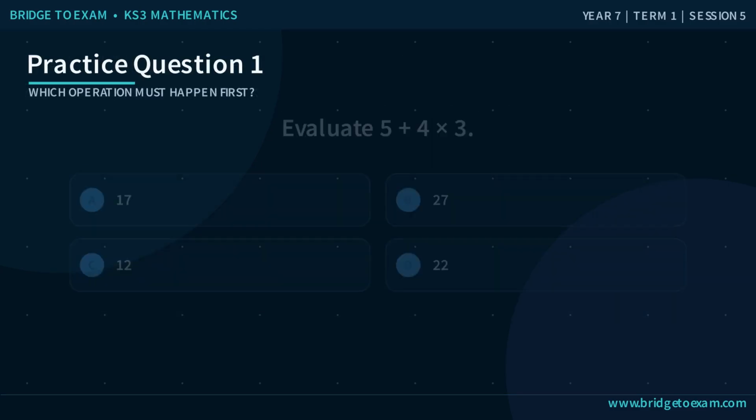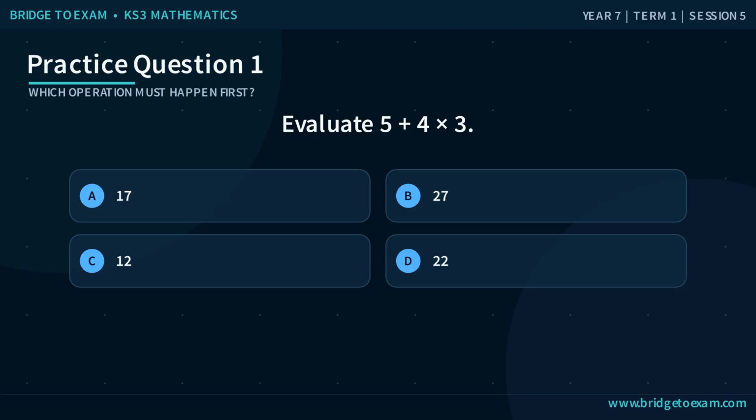Practice question 1. Evaluate 5 plus 4 times 3. Option A is 17. Option B is 27. Option C is 12. Option D is 22. Pause the video and identify the operation that must happen first.